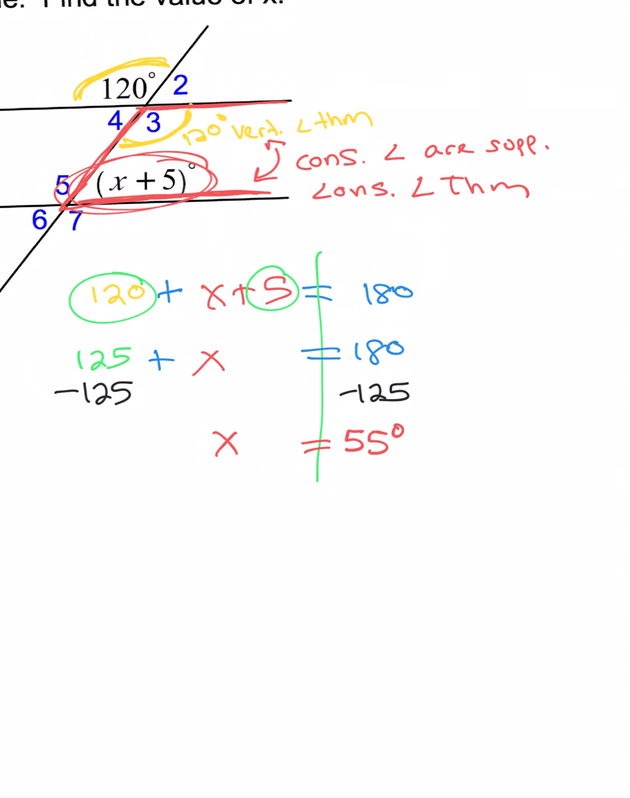And actually, I guess I wouldn't call it 55 degrees, right? Because the angle's not actually 55 degrees. The actual angle is 60, right? So I'm going to go ahead and get rid of that degree symbol. It should just be that x is 55.